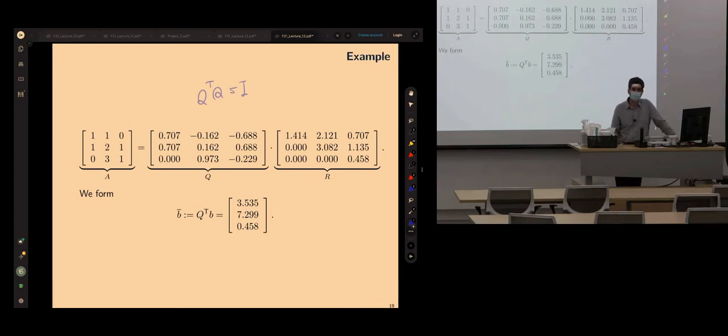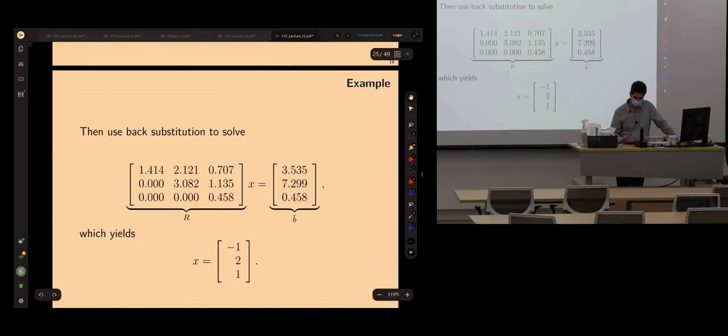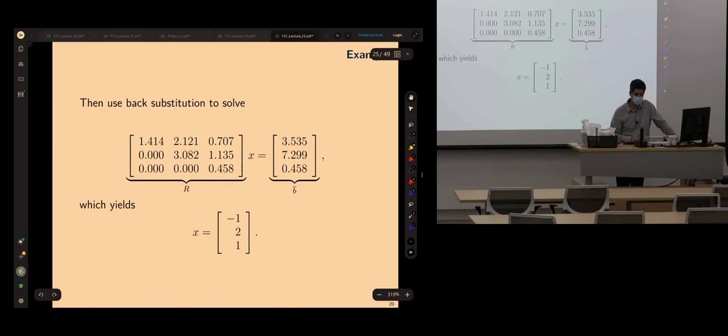Now, this is a square system. Probably the other way is correct, too. You can get Q transpose, Q times Q transpose in this particular case. We form B bar, Q transpose times B. That will be a 3 vector. Now we are dealing with a triangular system of equations, R times X equals B bar, which gives you the result.